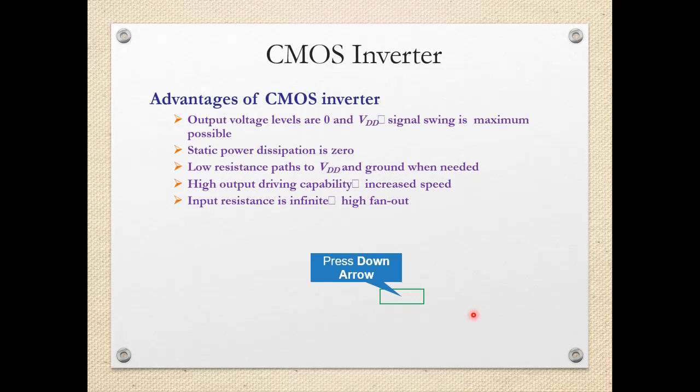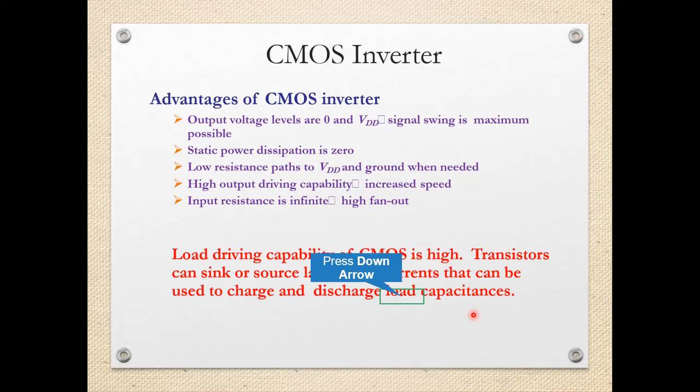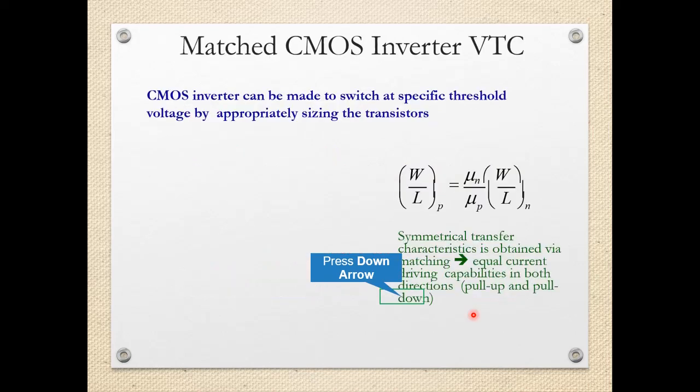Input resistance is infinite and it gives high fan out. So the load driving capability of CMOS is high. Transistors can sink or source large load currents that can be used to charge and discharge the load capacitances.